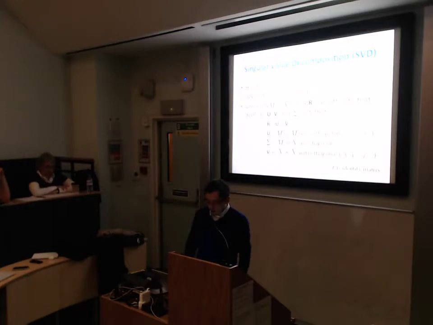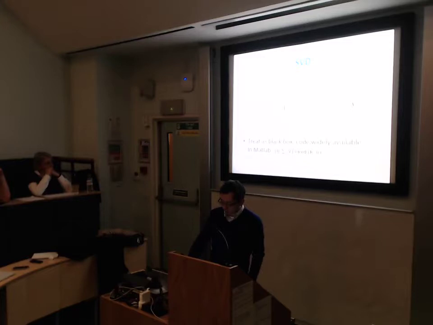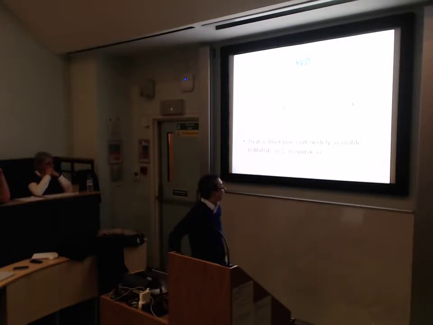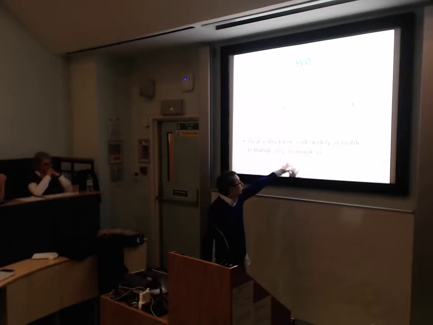So this is a mathematical tool that helps you to decompose this huge matrix. This is how it looks. You have this R matrix and you have this decomposition. And you can really treat it as a black box. And there are many codes. For example, you can use MATLAB, it has one line of code. You give it the matrix and you get this decomposition.